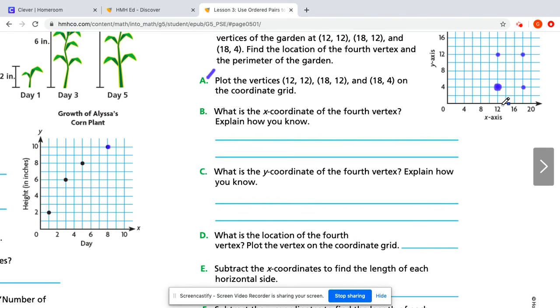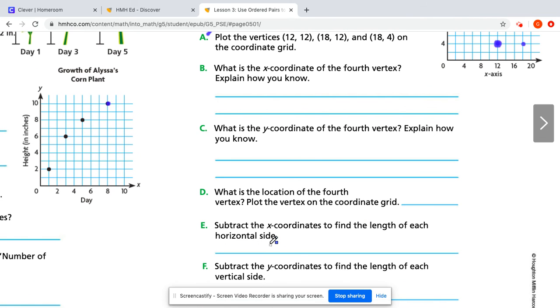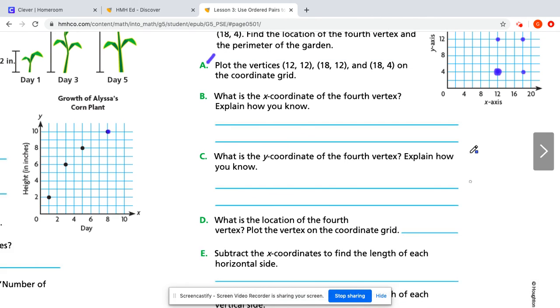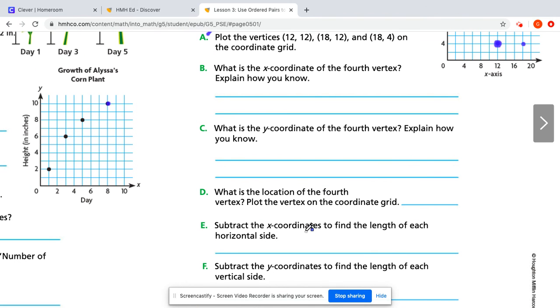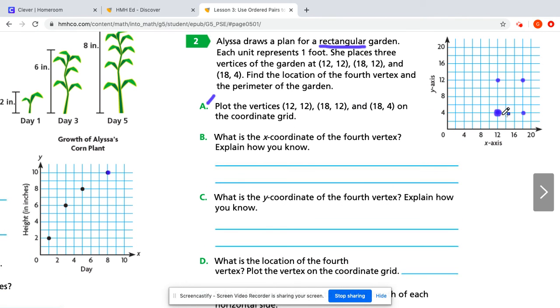I just plotted it for you. It is on this point. I will leave that for you to figure out how to plot. And then it says subtract the x-coordinates to find the length of each horizontal side. So basically, what it wants you to do is figure out the length of each part. So find the length of the x lines. What is the length here and what is the length here?